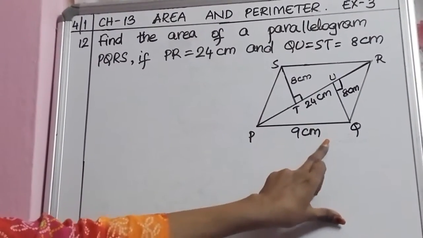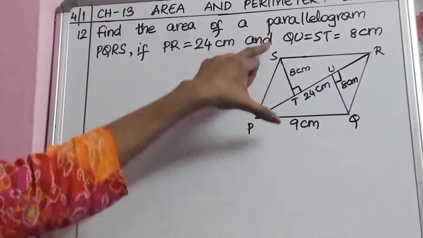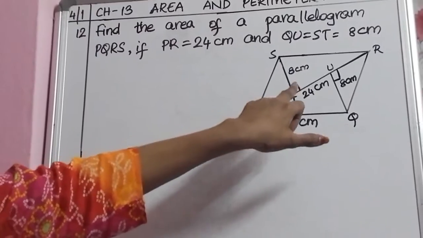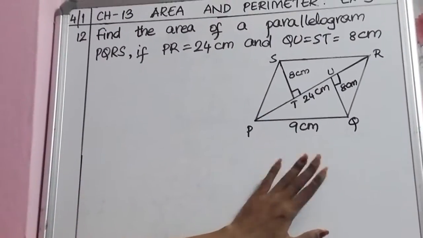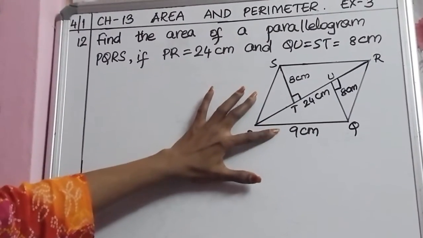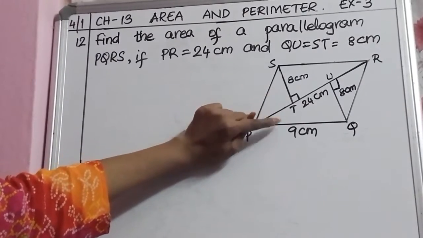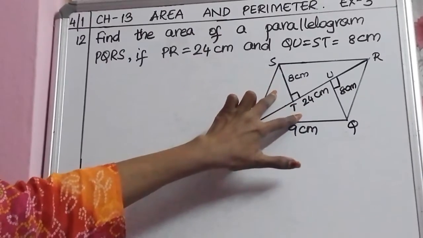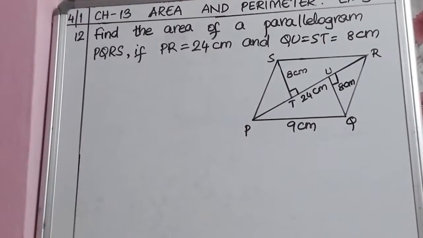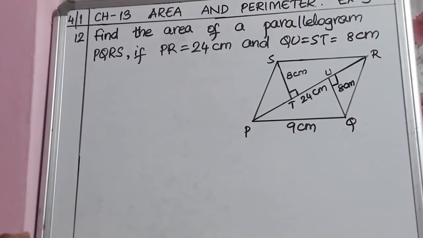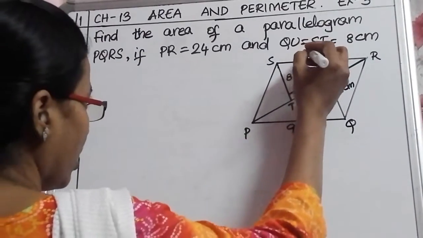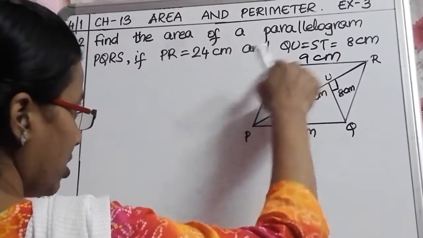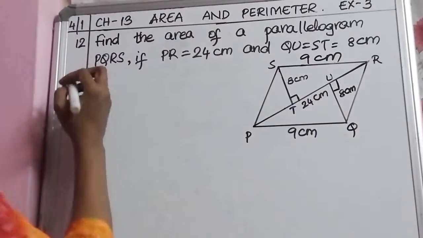Here you know the base, but height you don't know because this perpendicular is not drawn till the end and the measurement is not given. So how to find out? You can divide this parallelogram into two triangles. Area of this triangle and area of this triangle, if you add both of them, you will get the area of the parallelogram. For a parallelogram, you know that the opposite sides are equal. So because this PQ is 9 centimeters, SR is also 9 centimeters.